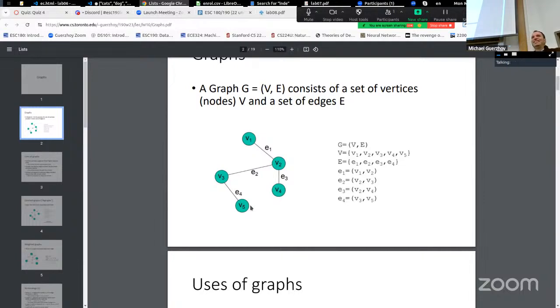So you can think about this graph as saying, well, I want to find a schedule that has as many nodes as possible that are not connected. And that would represent a schedule with no conflicts.